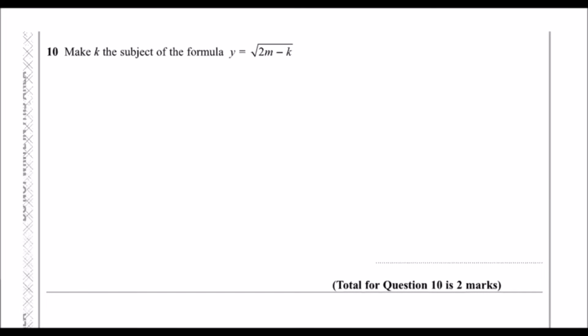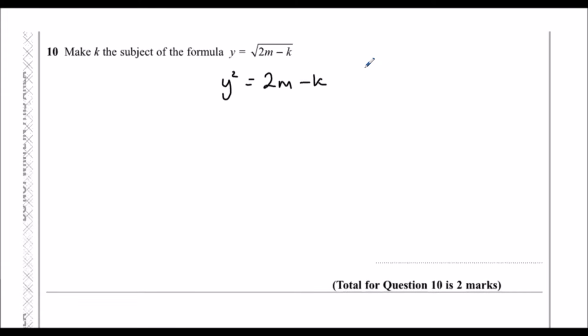Question 10, make k the subject of the formula, and we've got y equals the square root of 2m minus k. So we need to get k by itself, get k on its own. So the whole of the right side is under a square root sign at the moment. So to get rid of that, we do the opposite of square rooting, which is squaring both sides. So that will give us y squared equals 2m minus k.